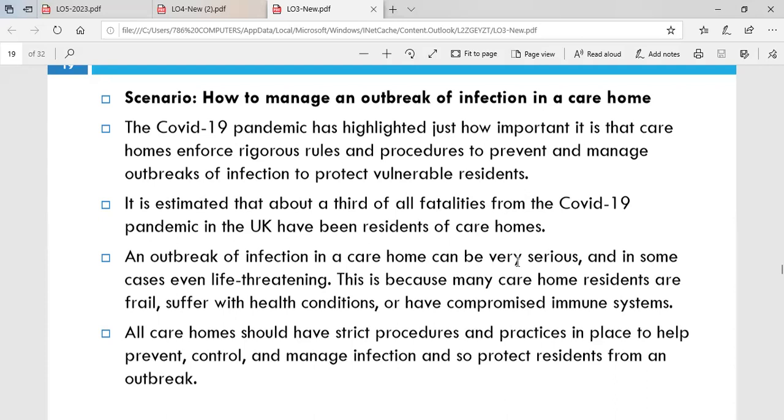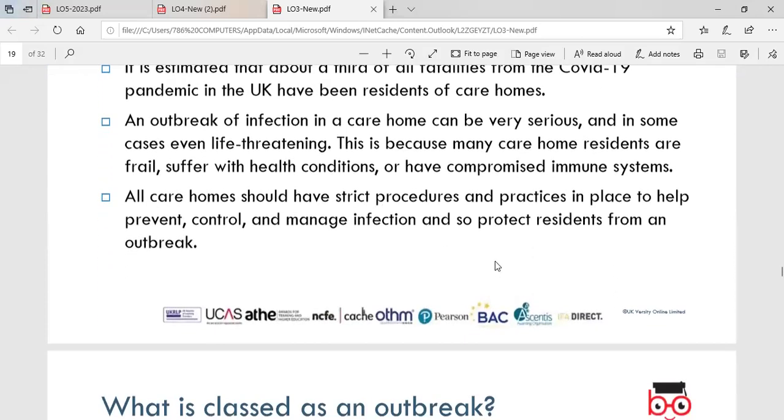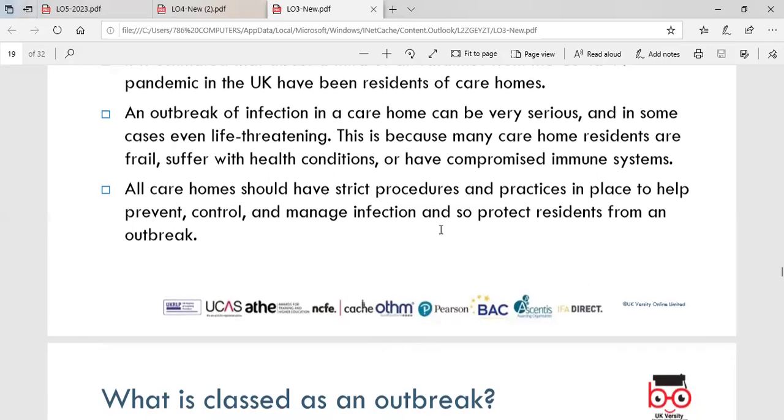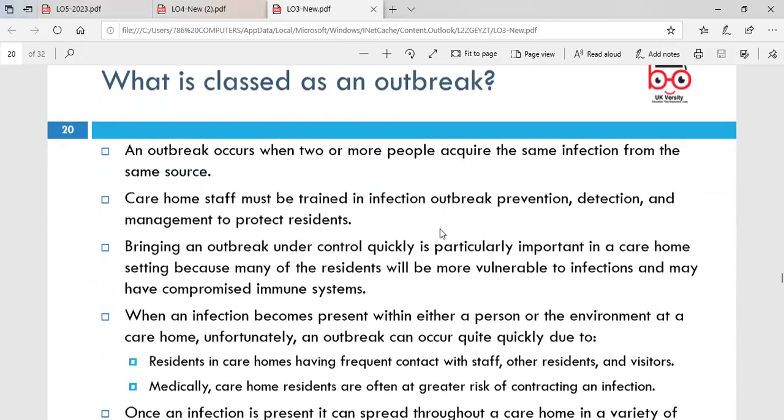An outbreak of infection in a care home can be very serious. There are so many other people who are living there. It can be life-threatening, and they're frail people already. They're not very healthy people who are living in those areas, and their immune systems are not too good. And then you're saying that if you have these strict procedures and practices in place, then you can prevent these infections from happening. What's classified as an outbreak?